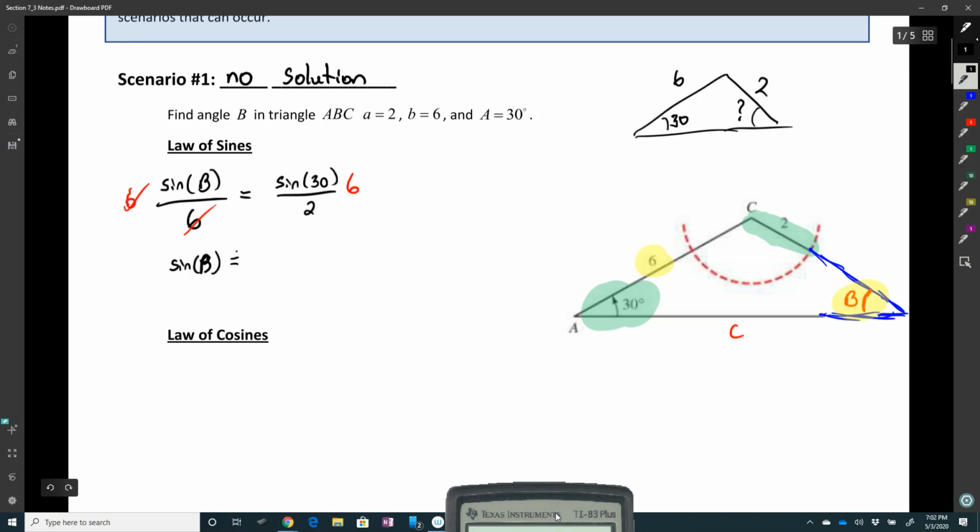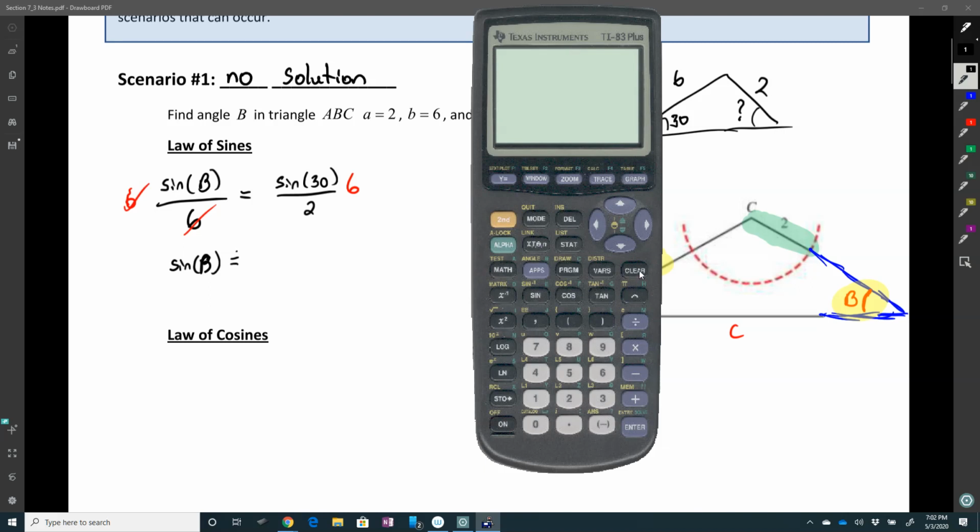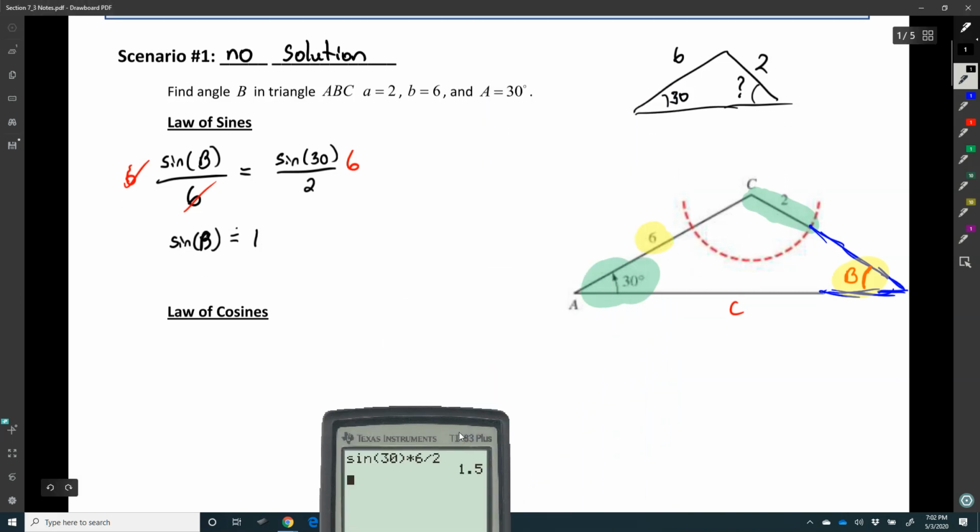equals sine of 30, which is 1/2, but just for the sake of calculators, because most of the problems you'll have to use your calculator. The angles won't be really happy like that. Times 6 divided by 2. Kind of embarrassed that I put 6 divided by 2, but anyway, 1.5. And remember that when you're dealing with sine, this is not in the range of sine. Sine must be between -1 and 1.